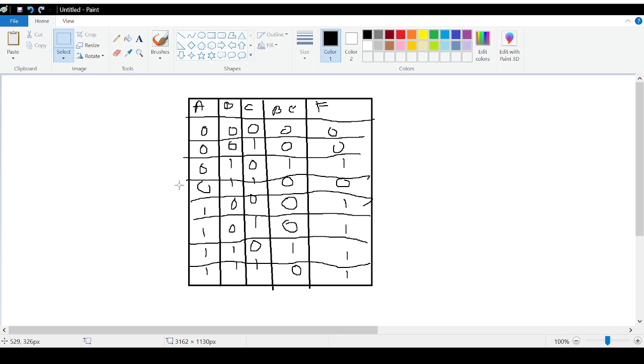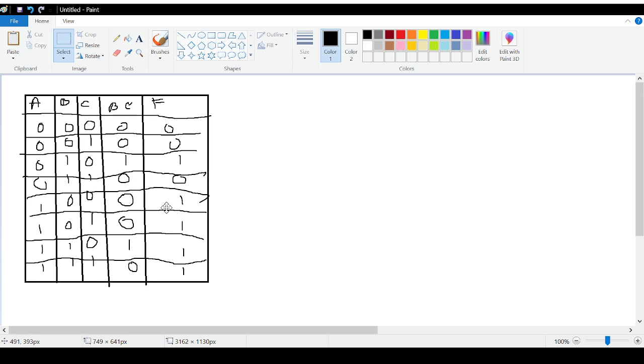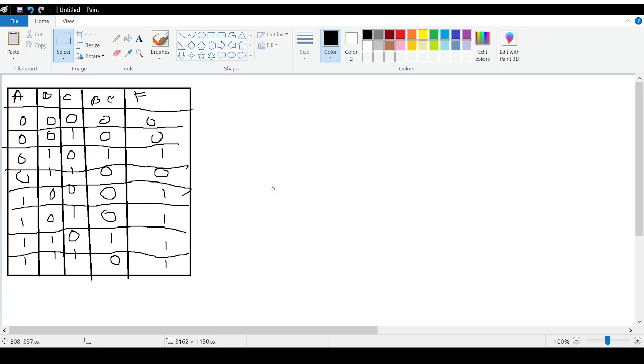Okay, so the truth table is given to us, we need to find the function. Now let's see how we can do this. Before I teach you how to find the equation from the truth table, I'm going to discuss some other things.